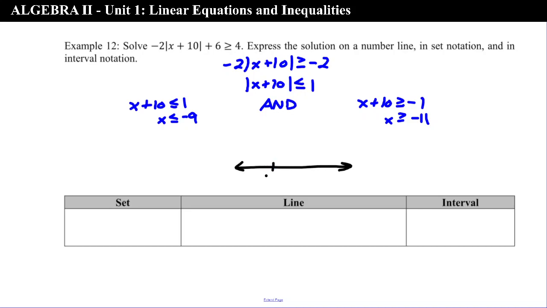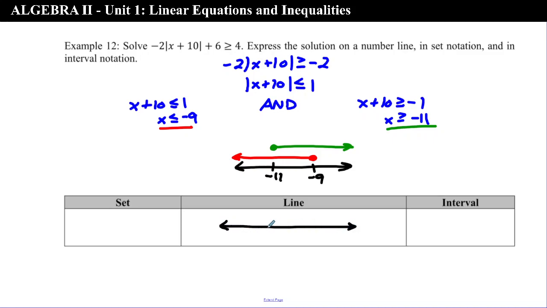All right, let's do a little bit of sketching. So we've got negative 11, and we've got negative 9. The first one, x is less than or equal to negative 9. The second one, we have x is greater than or equal to negative 11, which looks like that. And so when we do our final one, we want to do what's shared because it's an AND statement. And so we're just going to do a solid dot at negative 11, solid dot at negative 9, and it's everything in between because that's what's shared.